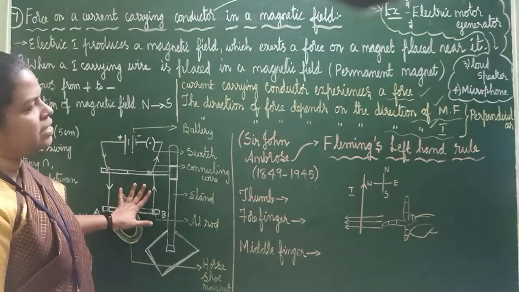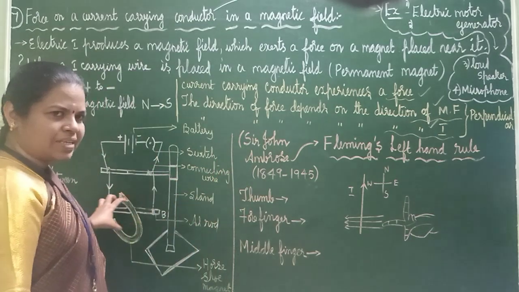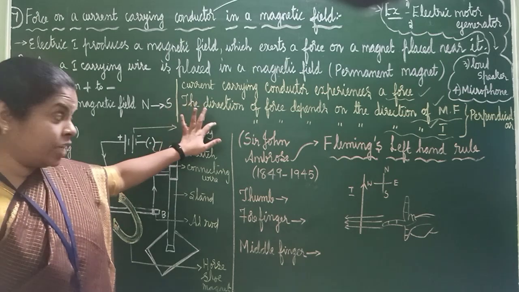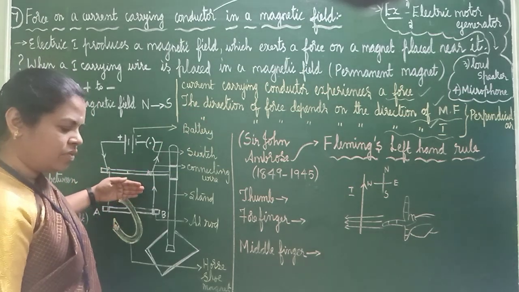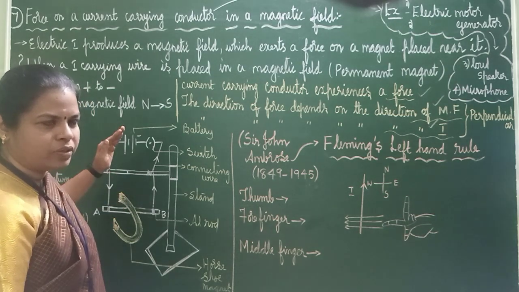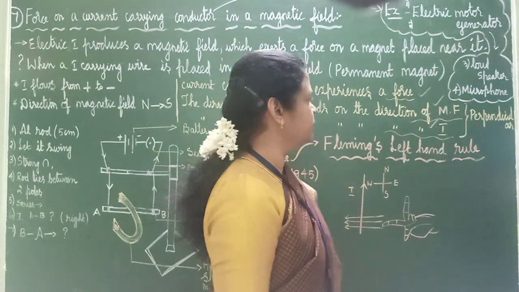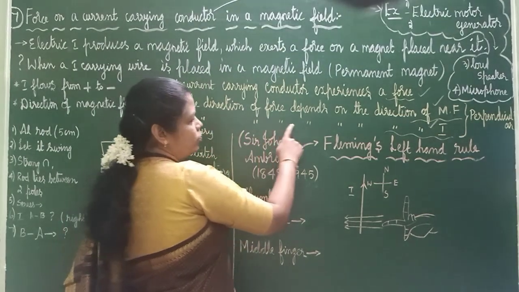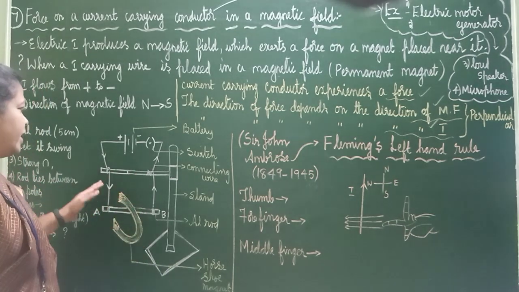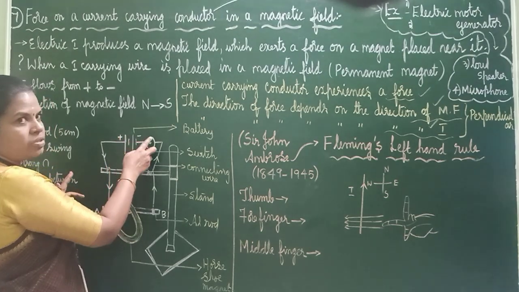So from this activity, it is clear that the current carrying conductor experiences a force. The direction of the force: first it moved forward, and next time it moved backward. So the direction of force depends on the direction of the magnetic field. And one more thing, the direction of the force also depends on the current. When you are doing this activity, one more thing you can try: instead of allowing current to pass through this side, you can reverse the battery and then the positive terminal will come to this side.